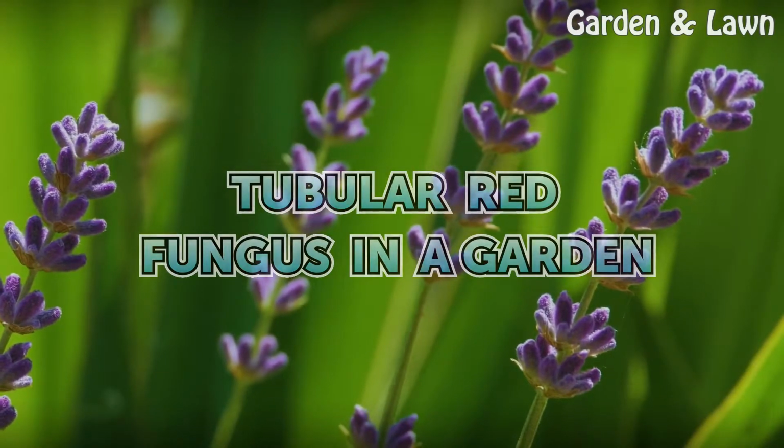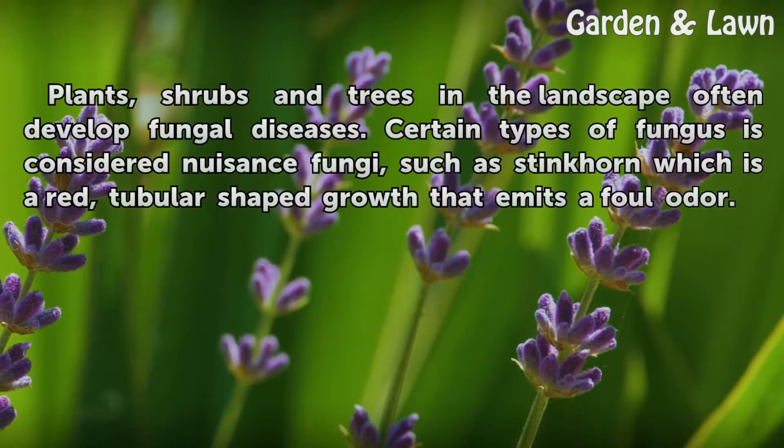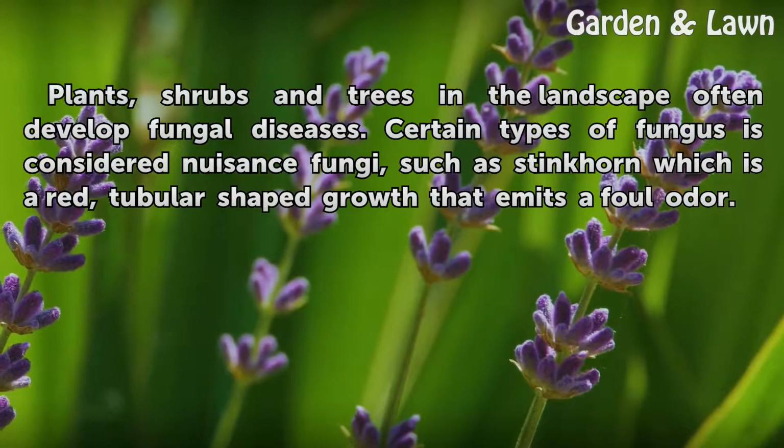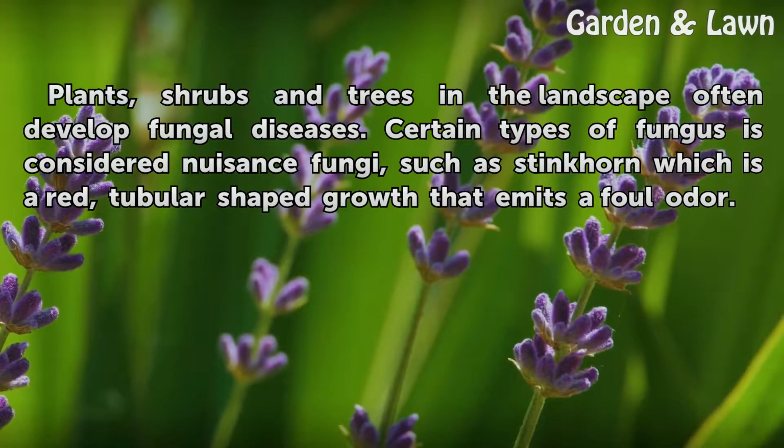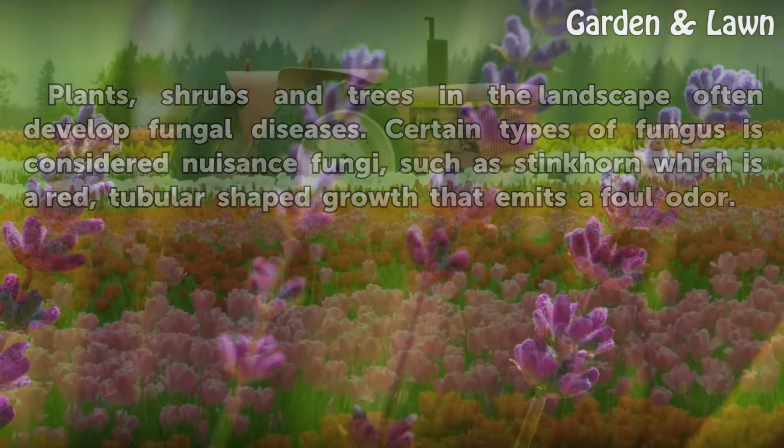Tubular red fungus in a garden. Plants, shrubs and trees in a landscape often develop fungal diseases. Certain types of fungus are considered nuisance fungi, such as stinkhorn, which is a red, tubular-shaped growth that emits a foul odor.